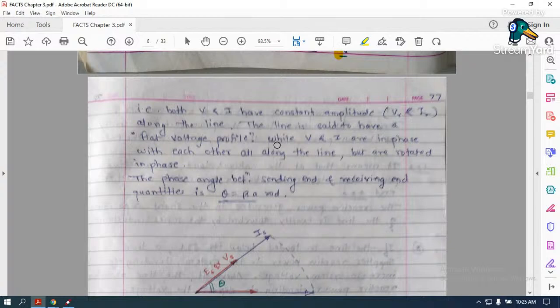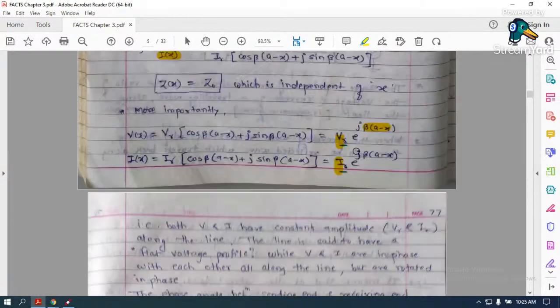While V and I are in phase with each other all along the line, they are rotated in phase. The phase angle between the sending end and receiving end is theta, which is equal to beta into A. Normally it is what? Beta into (A minus x). Beta into (A minus x) is a phase angle, that is theta. Right? But if you put x equal to 0, that is for the sending end voltage.